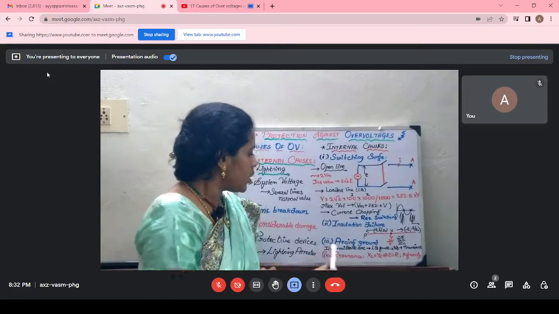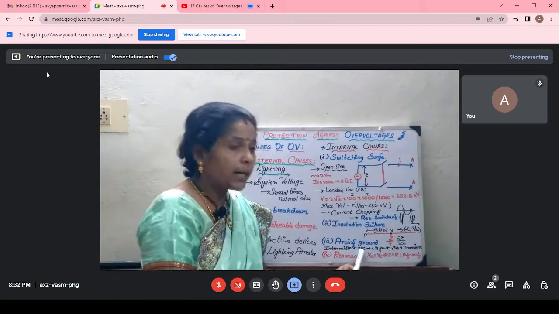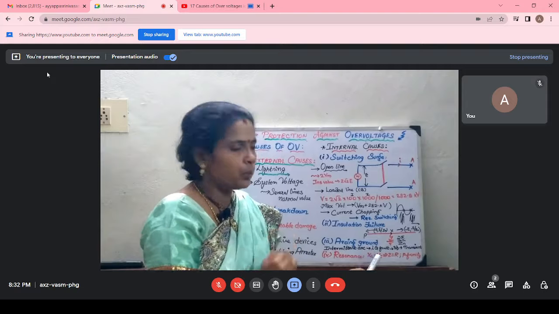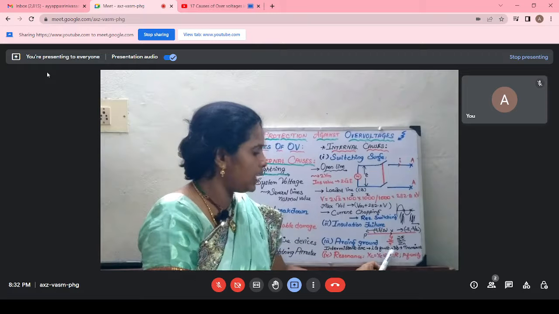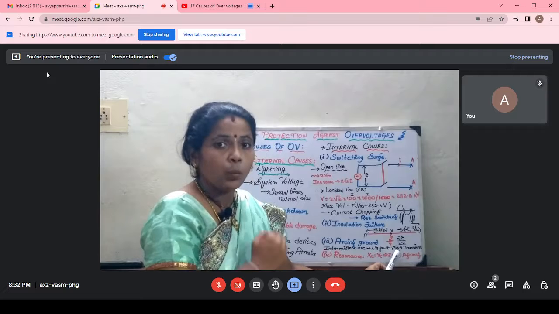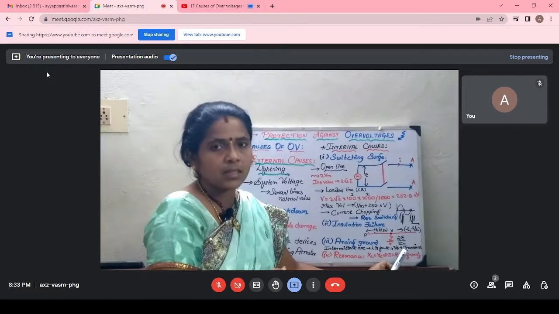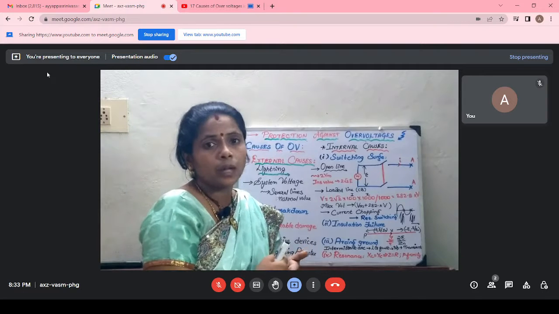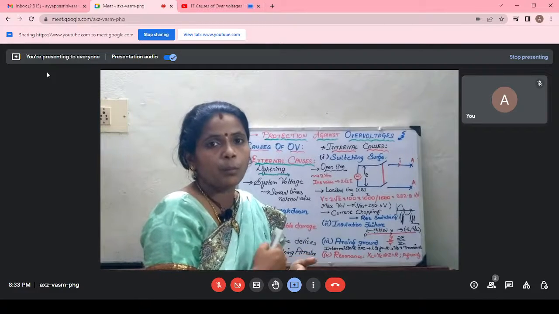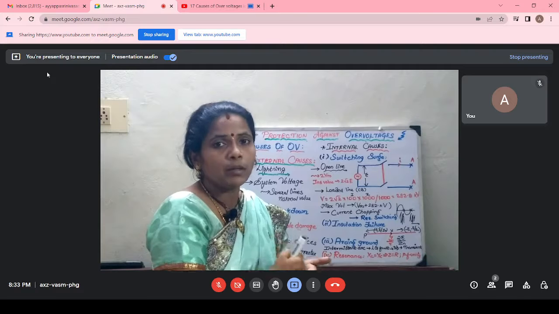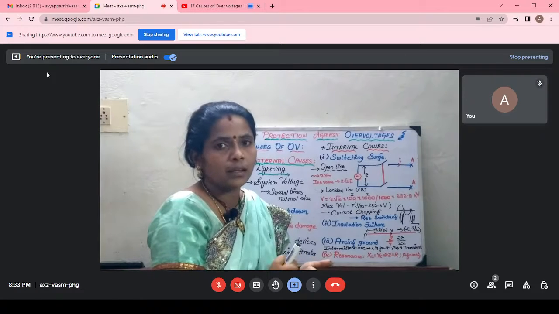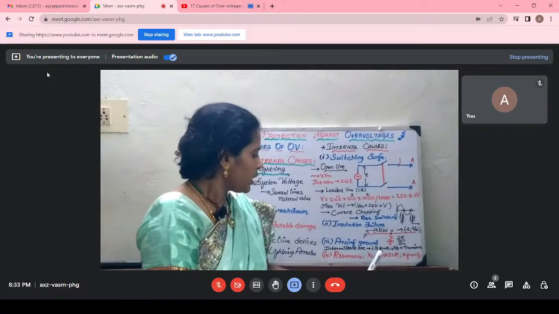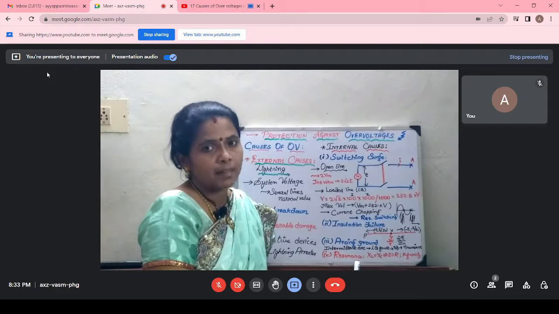So this intermittent arc, which usually persists during a line to ground fault in a three-phase system with the occurrence of a transient, is called your arcing ground. How can this arcing ground be prevented? It can be prevented by earthing the neutral. In that case, arcing ground can be prevented.